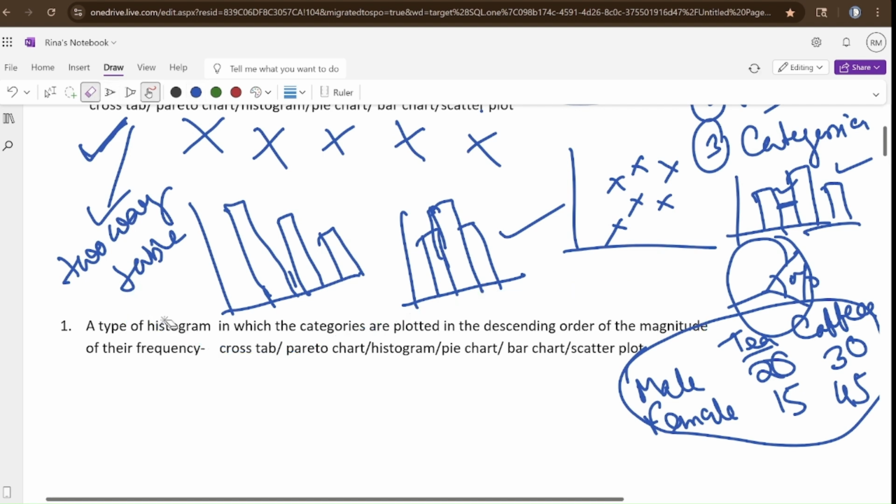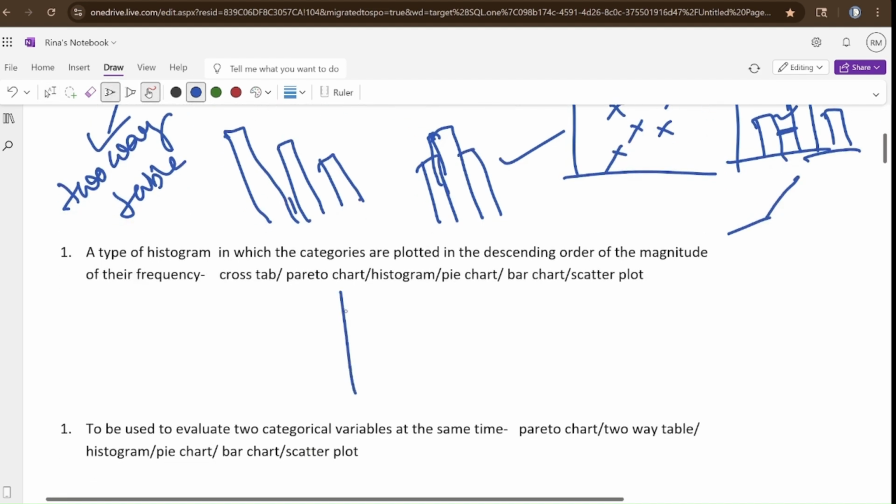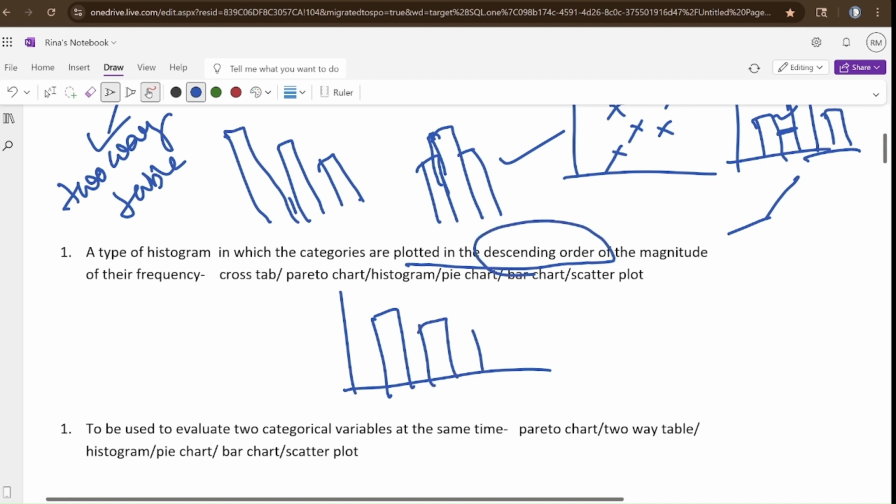Before that, let me just clean the things. Fine. Now, a type of histogram in which categories are plotted in descending order of the magnitude of their frequency. Okay, so I just want to say a type of histogram in which categories are plotted in descending order of the magnitude of their frequency.